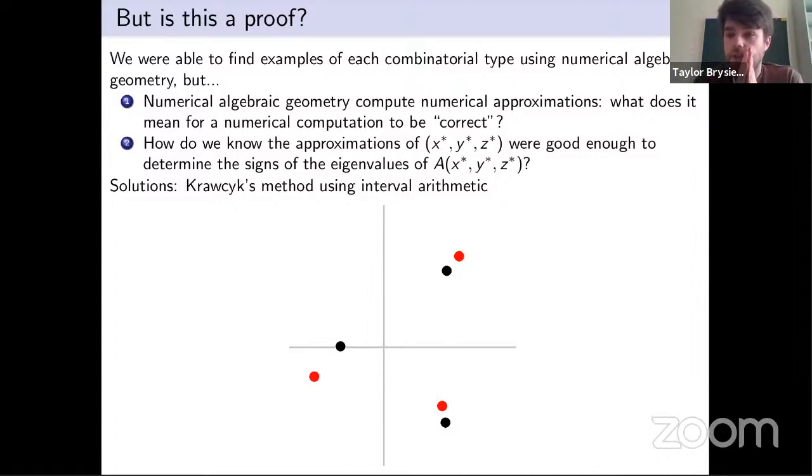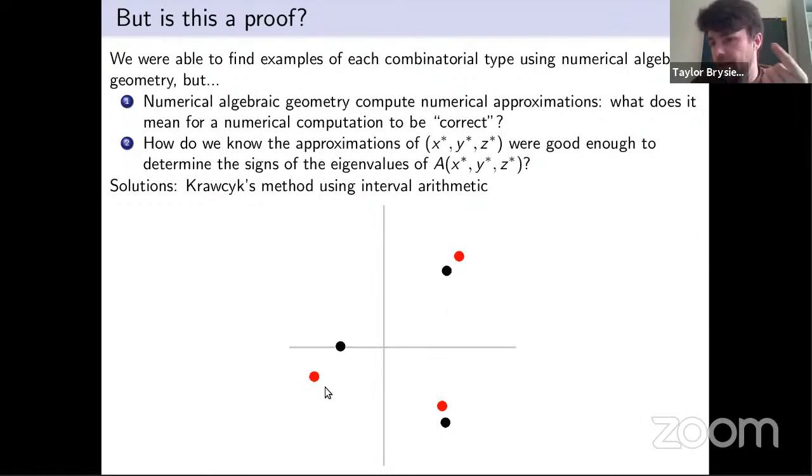So what we use is something called Krawczyk's method. It uses interval arithmetic. So here, let's say I have some cubic univariate polynomial. Here are its roots. It's probably something like x cubed plus 1 or something, right? So -1 is a root, and then these roots of unity flipped over the imaginary axis are. And let's say I have these red approximations of them.